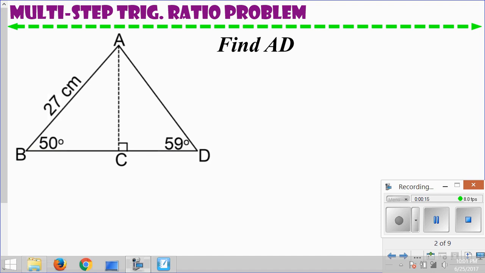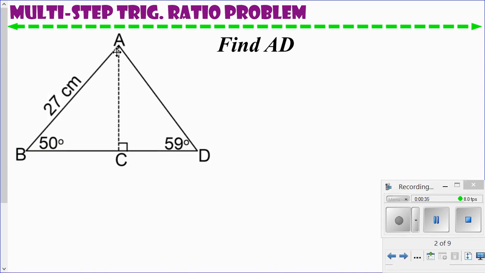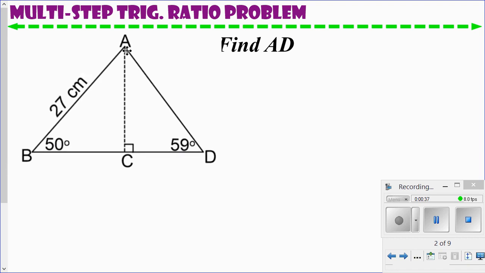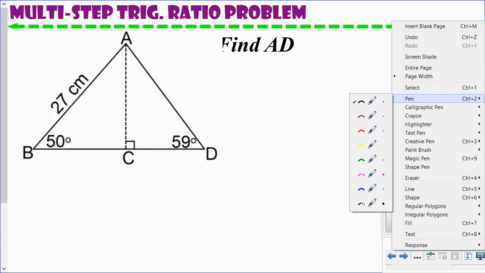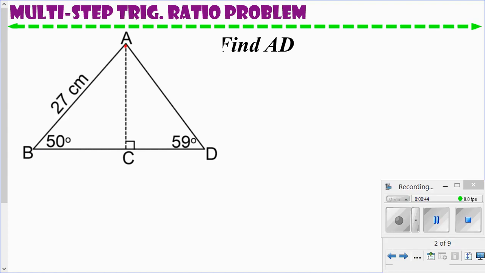Well, I'm noticing that there are two different triangles, one on the left, triangle ABC, and one on the right, triangle ADC. And obviously AD is part of triangle ADC, but I'm noticing I only know one piece of information in that triangle, and that's not enough. So I guess what I first need to do is focus on the left triangle. So let's focus on triangle A, B, C.